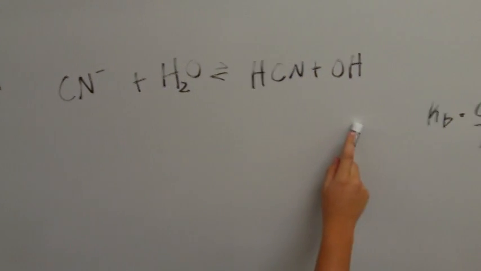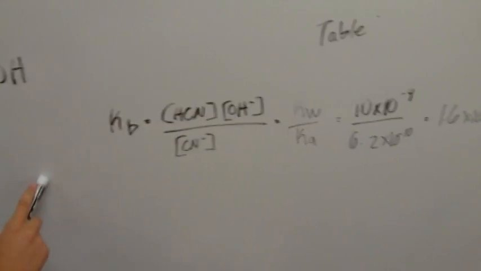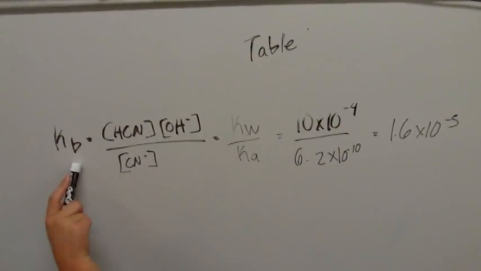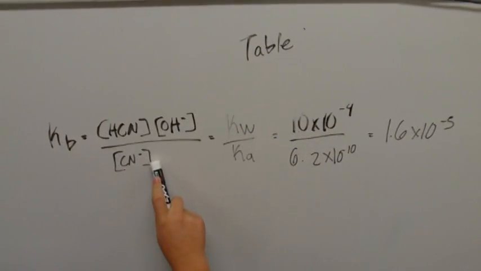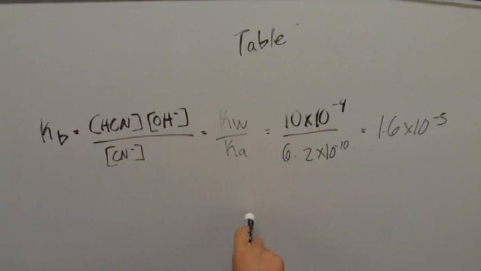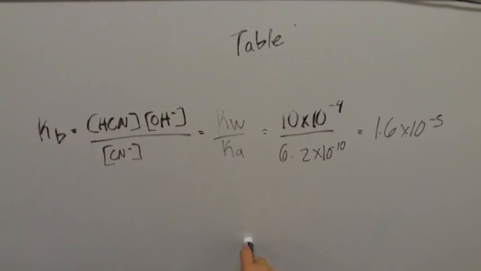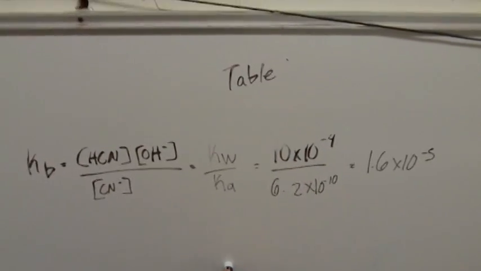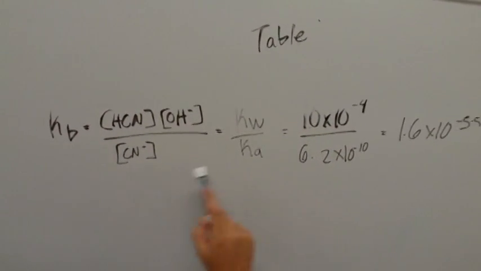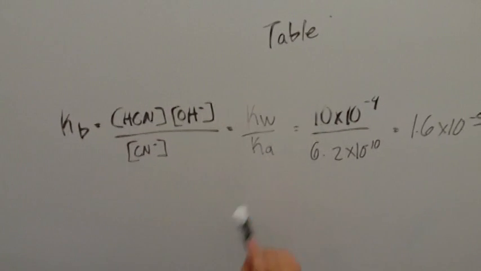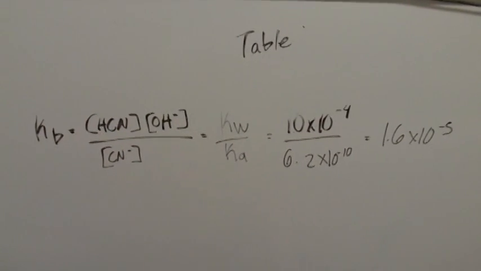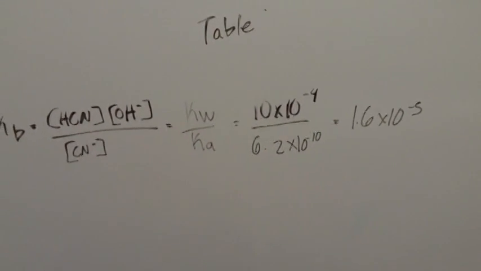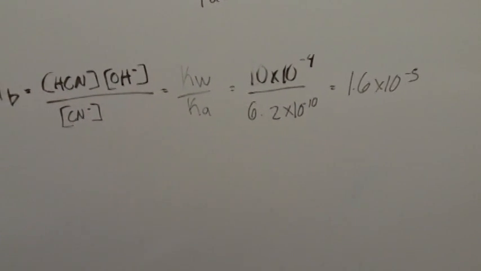Got our equation right here. Kind of lays everything out for us. And from that, we're going to get our Kb equation, so the reactants, same thing. And what we want to do is find what the Kb value is. So we know that Kb is equal to Kw over Ka. And we're going to use the table in the book to find out what the Ka value is.